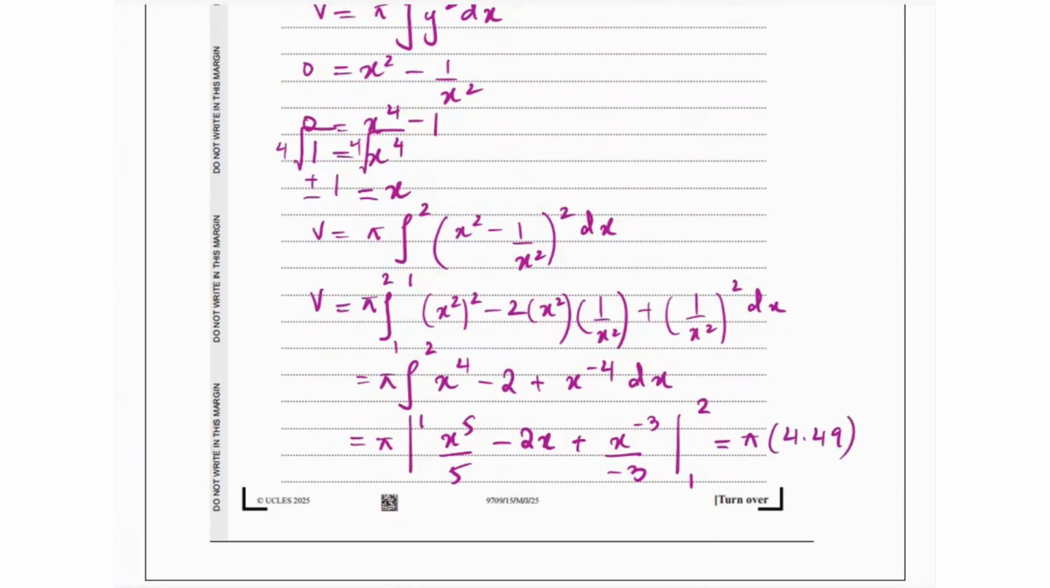Now we have to multiply this by pi, which is 14.11. That is the volume of the shaded region.